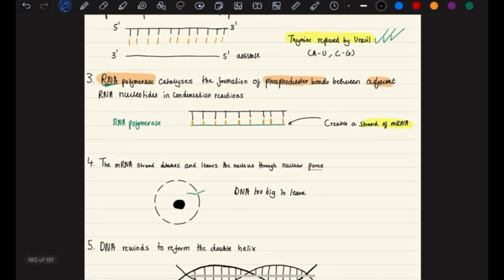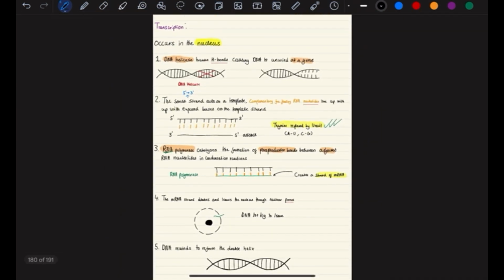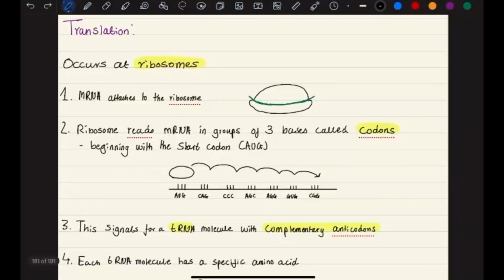Guys, I promise you, go through that. If you are able to regurgitate all of that in an exam, you'll be scoring basically all of your marks when it comes to explaining the process of transcription. Okay, so we're going to keep pressing on with part 2, translation.